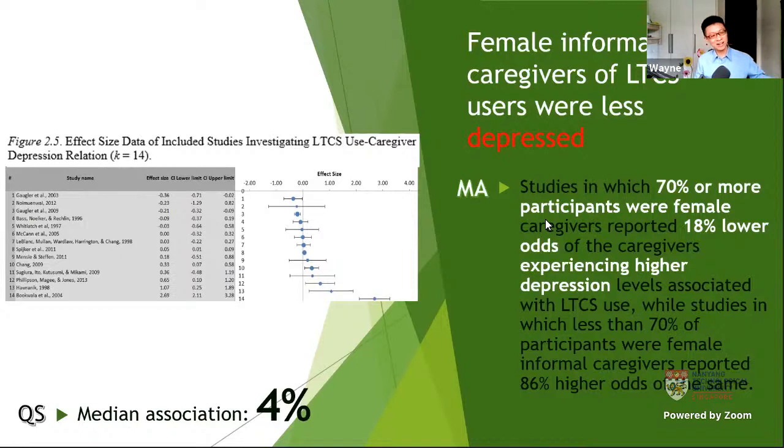So when we say lower odds of higher depression, that means the female caregivers tend to not feel as depressed compared to the males when the care recipient uses long-term care services. So think about it. Does it surprise you? We know that overall, women compared with men tend to have a higher prevalence of depression. That is essentially the prevalence statistics. But here we are saying, look, where use of long-term care is concerned, if this is a female caregiver and her ward is using long-term care, she is likely to feel less depressed.